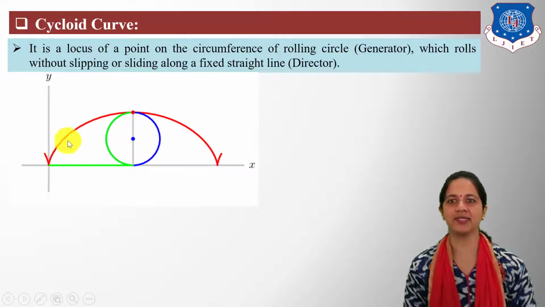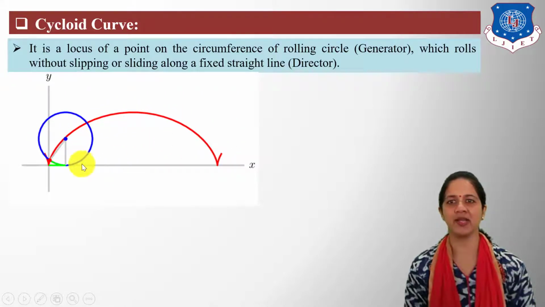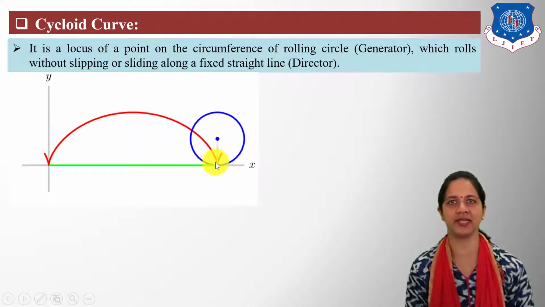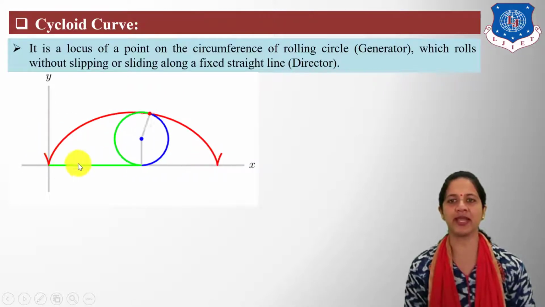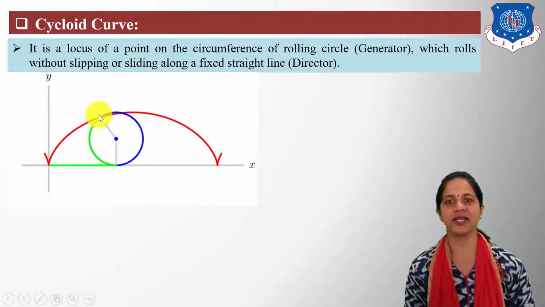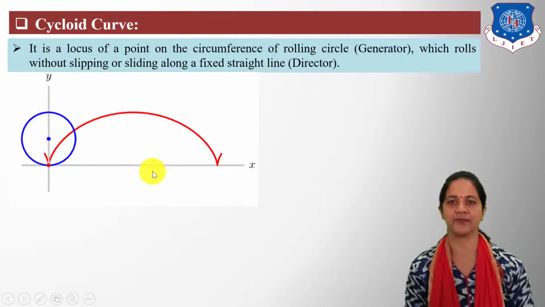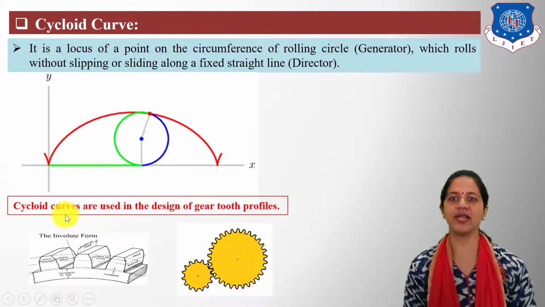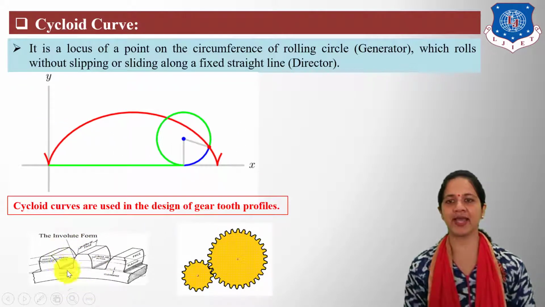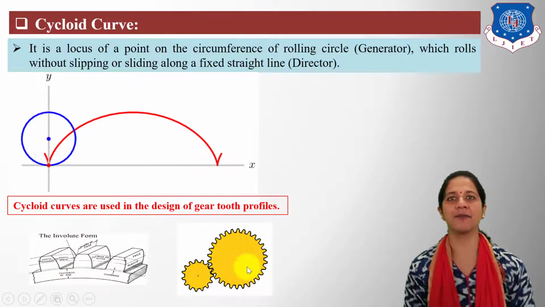Here you can see cycloidal curve generated by point on rolling circle which roll without slipping or sliding along a fixed straight line or director. Now the length of director is equal to 2 pi r or pi d, which is circumference of rolling circle. Cycloidal curves are used in design of gear tooth profiles. Here you can see shape of gear tooth profile and a pair of gear.